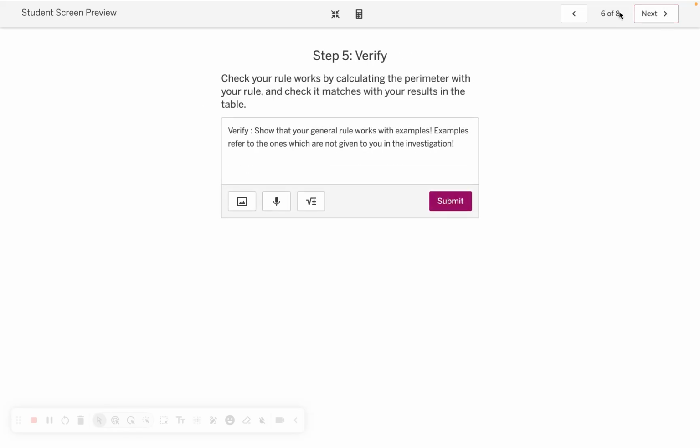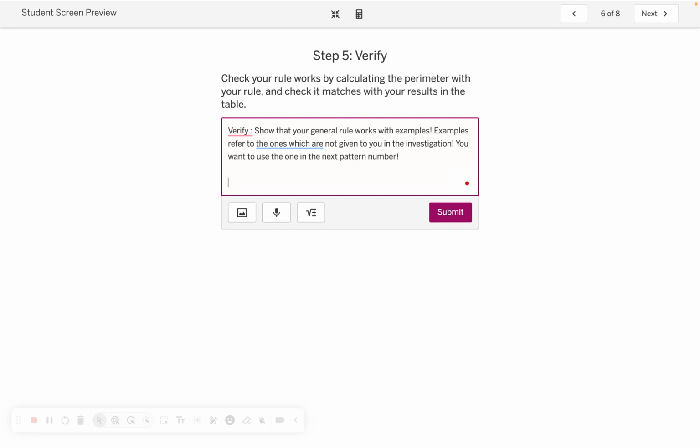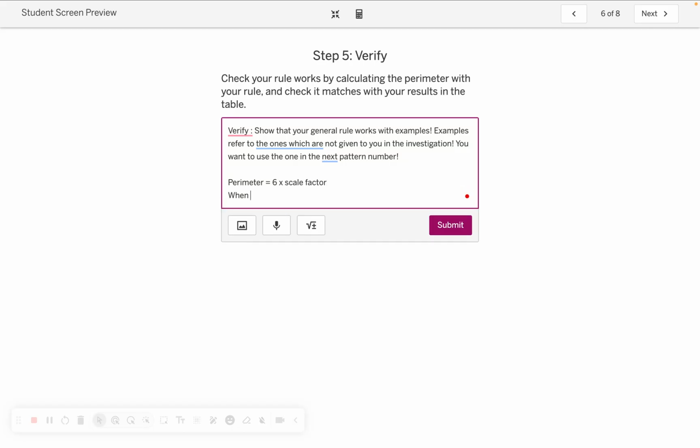So technically you want to use the one that's not given in the investigation, the one in the next pattern number. I think that's what I would encourage for all investigations when it comes to criterion B. Remember the general rule that we had earlier was the perimeter is 6 multiplied by the scale factor, isn't it? So now we're going to find out when the scale factor is 6, what is the perimeter? So we're going to do 6 multiplied by 6. That gives me 36.